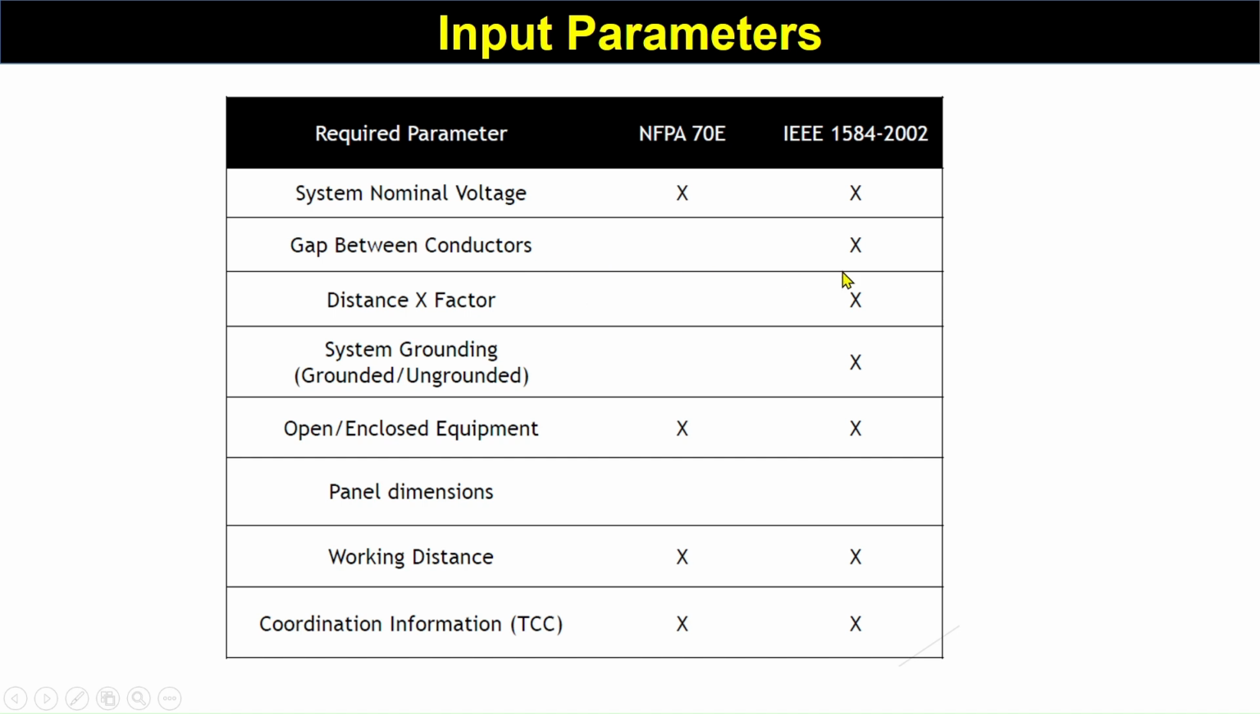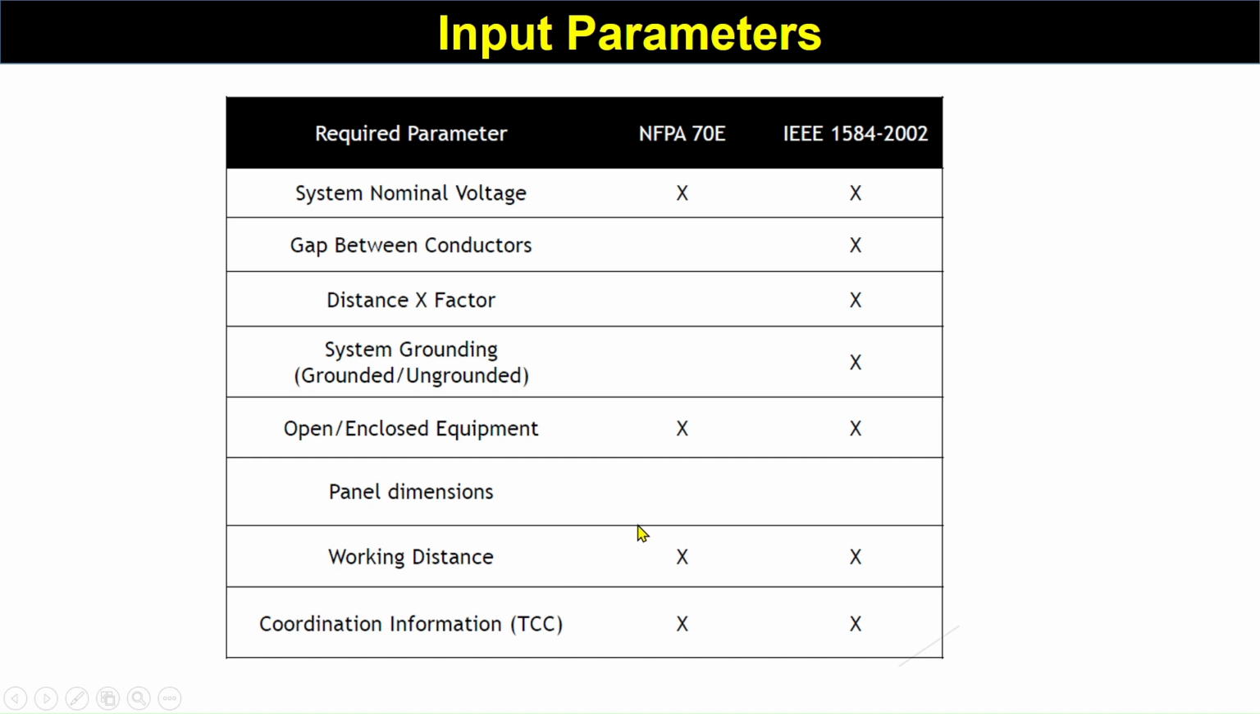The gap between the conductors is needed in IEEE but not needed in NFPA. The distance X factor is needed in IEEE, and system grounding is needed in IEEE. Open and closed type equipment, what type of equipment it is, you have to put in both the methods. Panel distance does not need.